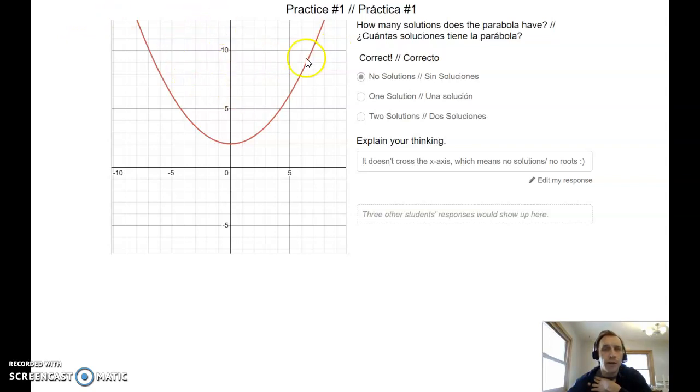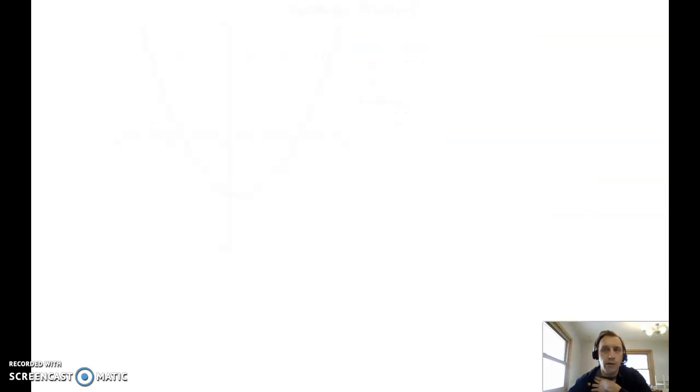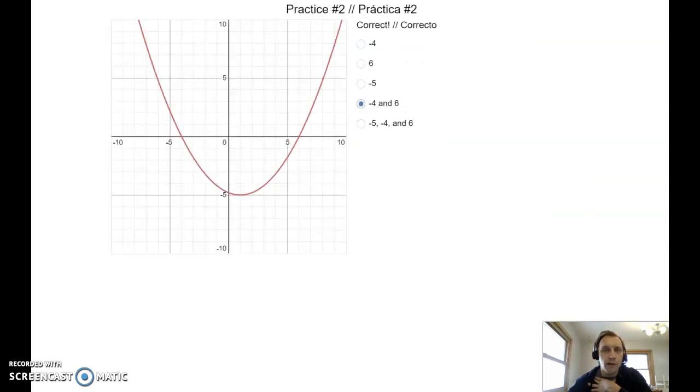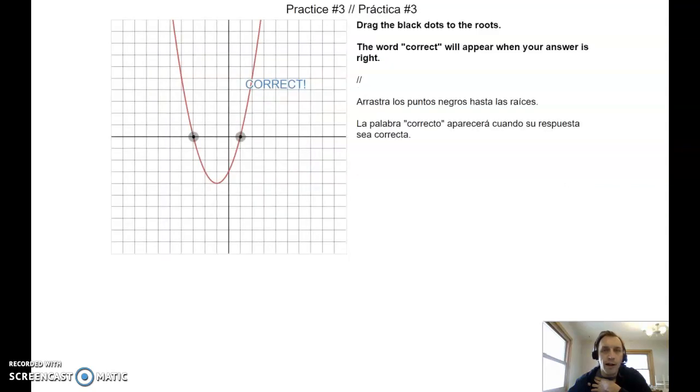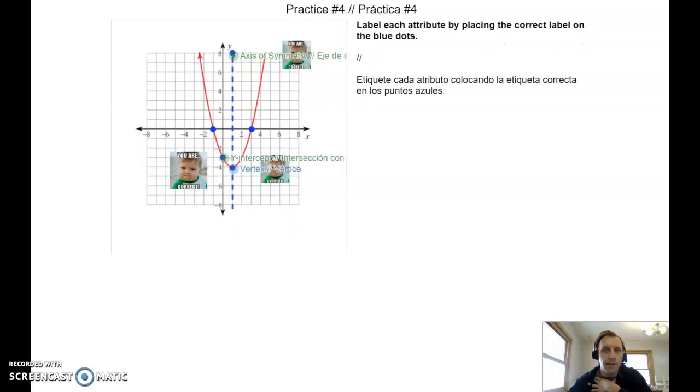And so if you walk through here, this is not crossing the y-axis or the x-axis, so we say it has no solutions, no roots. All right. Practice 2, those roots are -4 and 6. Practice 3, you drag them, you get the correct answer where those roots appear. Same thing with 4 and 5. Double check, move them until you get the correct answer.